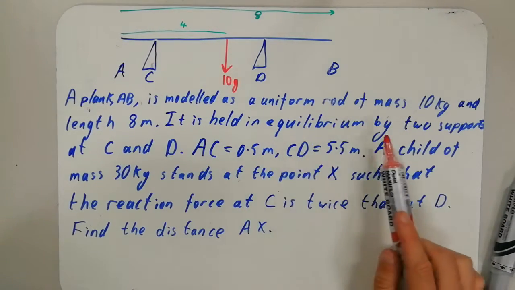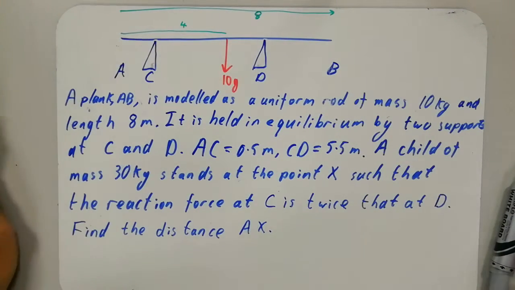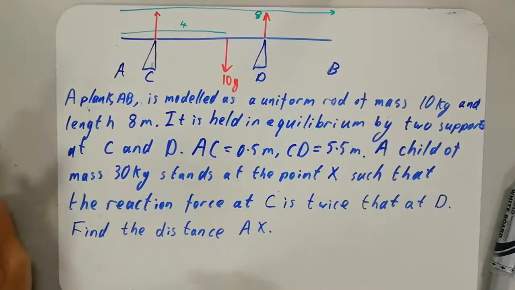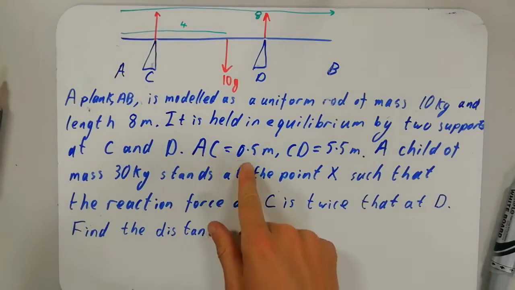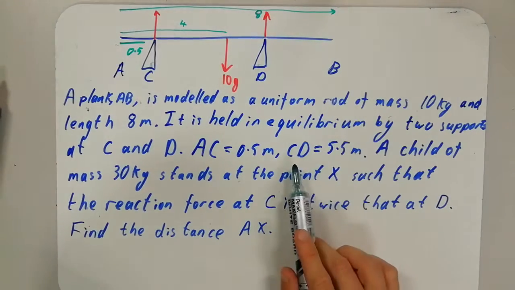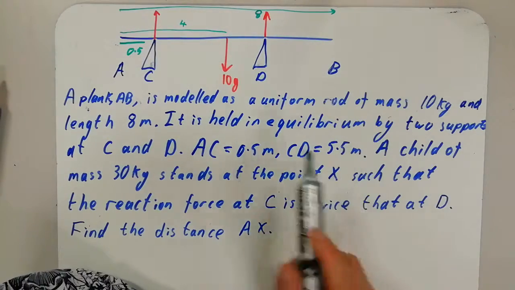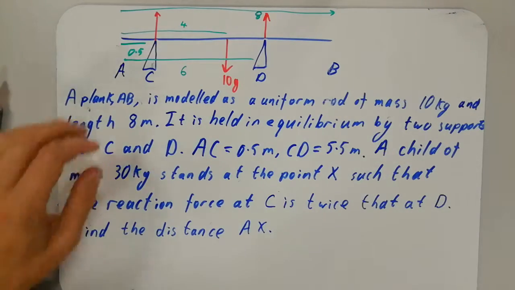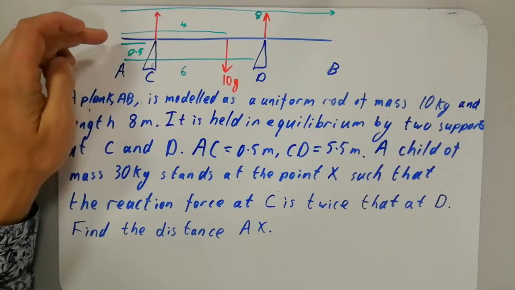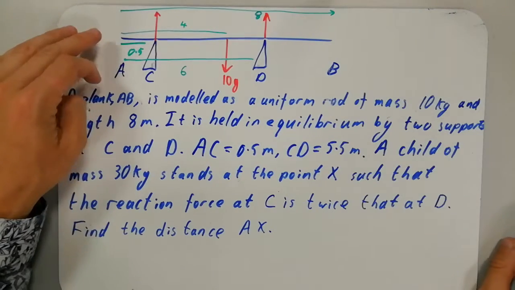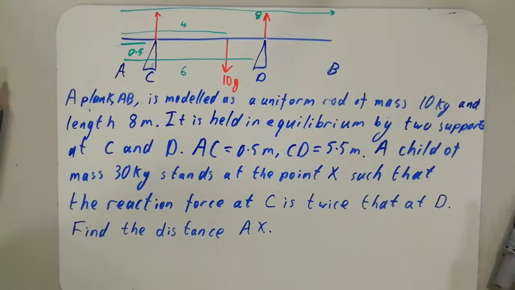It is held in equilibrium by 2 supports at C and D. So if it's held in equilibrium there, we're going to have 2 more forces acting at C and D. AC is 0.5 metres and CD is 5.5 metres. I would probably write in that full distance as 6 metres just because it makes life easier to work through. So we've got all of our distances measured from A, that's helpful.